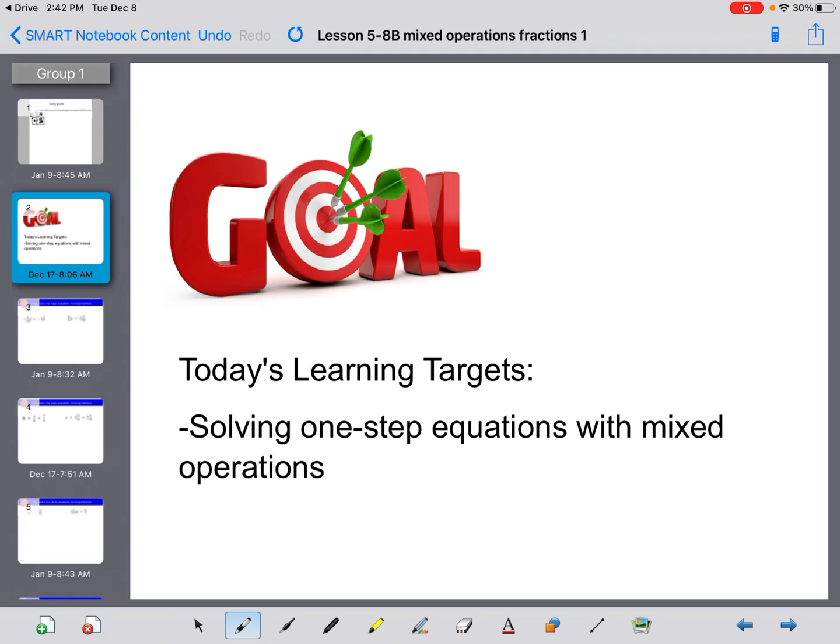Today's learning target is to be able to solve multi-step equations with all the different operations mixed together. What I've found is you guys do a really good job when we do all multiplying on one day, all adding on another day, all subtracting on another day, and all division on another day. Today is our time where we're going to do combined practice on all the different operations.